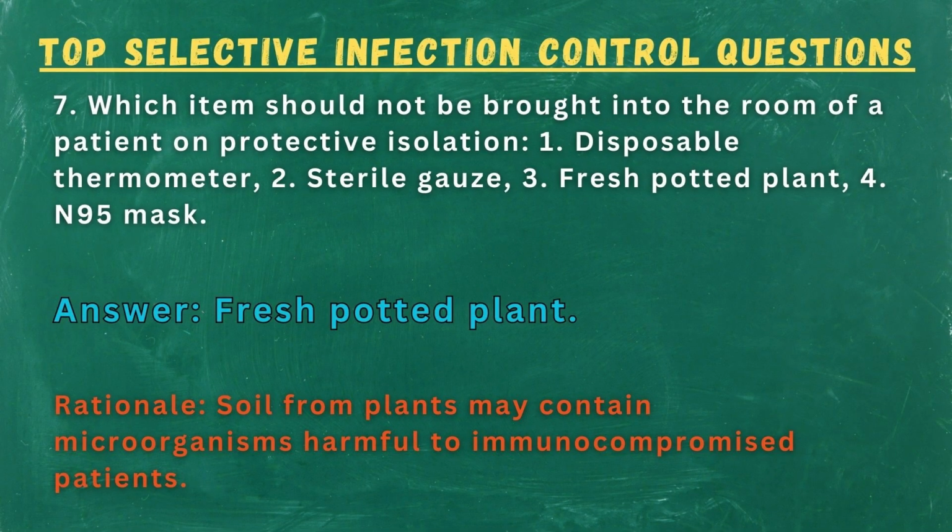7. Which item should not be brought into the room of a patient on protective isolation? 1. Disposable thermometer. 2. Sterile gauze. 3. Fresh potted plant. 4. N95 mask. Answer: fresh potted plant. Rationale: soil from plants may contain microorganisms harmful to immunocompromised patients.